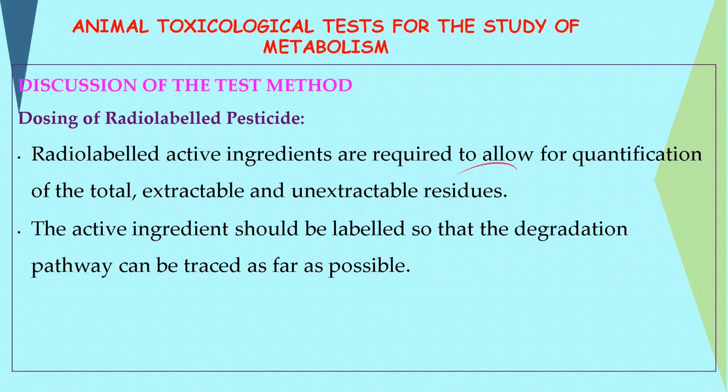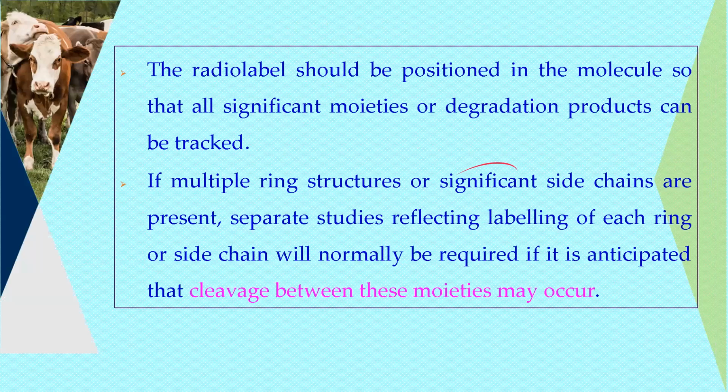So the active ingredients should be labeled so that the degradation pathway can be traced as far as possible, because the metabolites may sometimes also be active. So the radiolabel should be positioned in the molecule so that all significant moieties or degradation products can be tracked. Suppose you are going to administer enrofloxacin, simply estimation of enrofloxacin is not sufficient. You need to estimate the metabolite, that's ciprofloxacin. It's converted to ciprofloxacin. Both should be labeled and both should be administered.